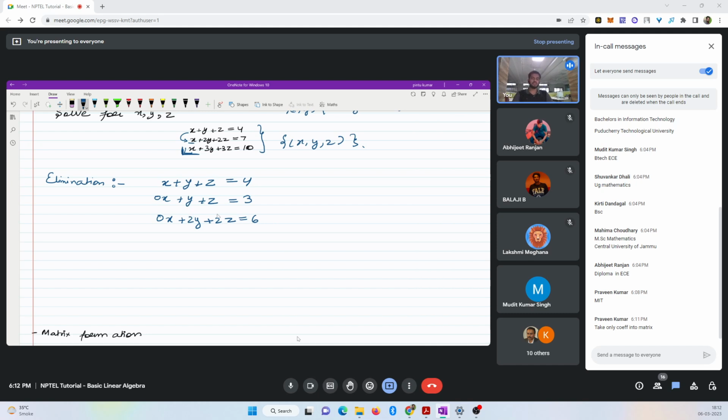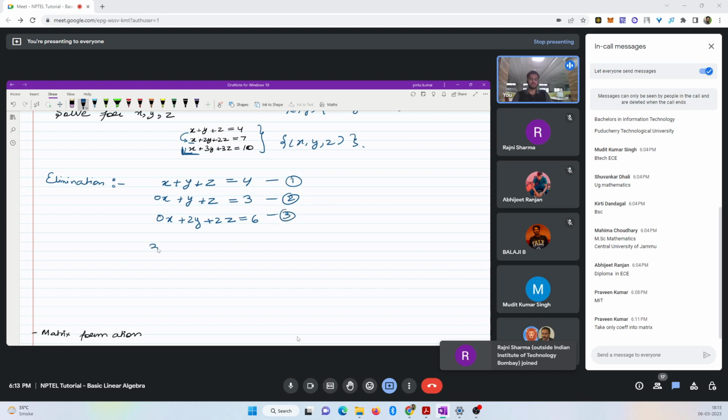We want to eliminate something from here also. This is our aim. So if we now call these first, second, and third, and subtract 2 from 3, we can get a new set of equations.